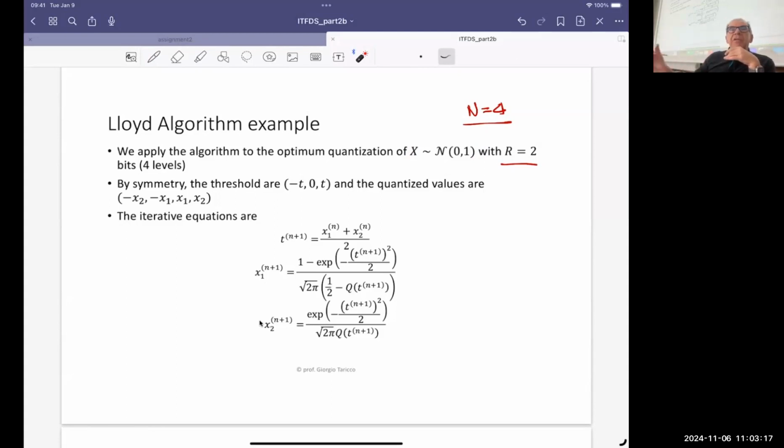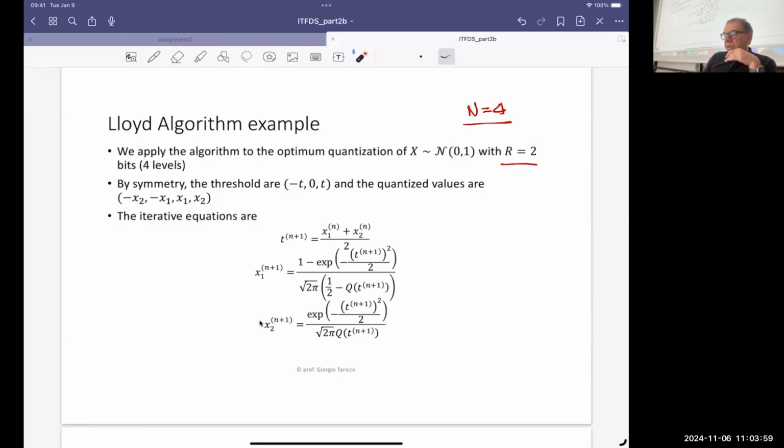Now, we can exploit the symmetry of this probability density function. We have already considered that in the previous example. In the previous example, we had only one threshold. If you remember, the threshold was 0, and the 2 quantization points were minus a and plus a. In this case, we need more thresholds. Actually, we need 3 thresholds, and because of the symmetry, we put them in minus t, in 0, and in t.